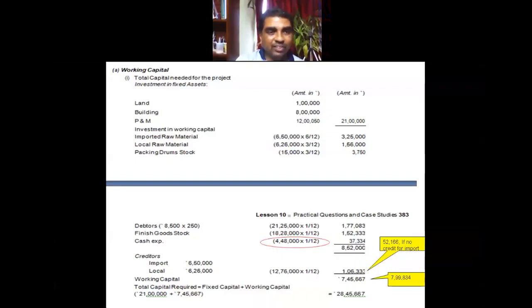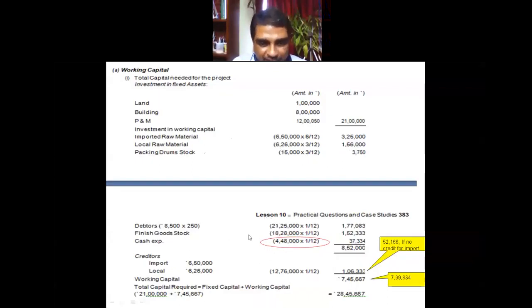You see what we are computing here. Total capital needed: land is this much, building is this much, plant and machinery is this much. Investment in working capital: imported raw material, sorry, local raw material, this much money is needed. Packing, this much money is needed. All these things are needed. Plus, you have to maintain debtors, this one.